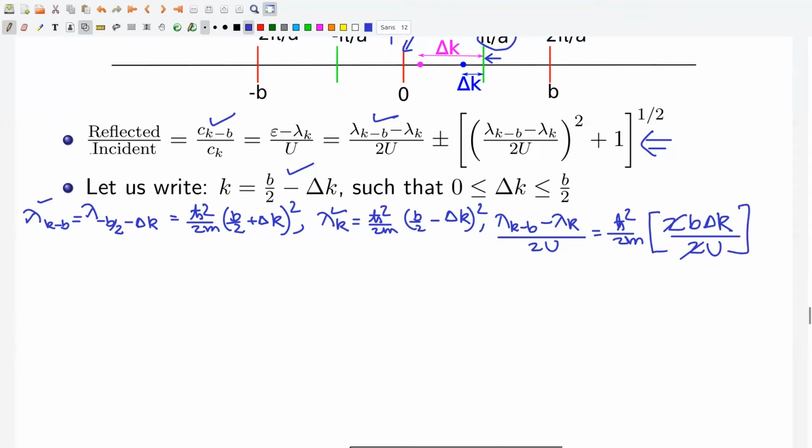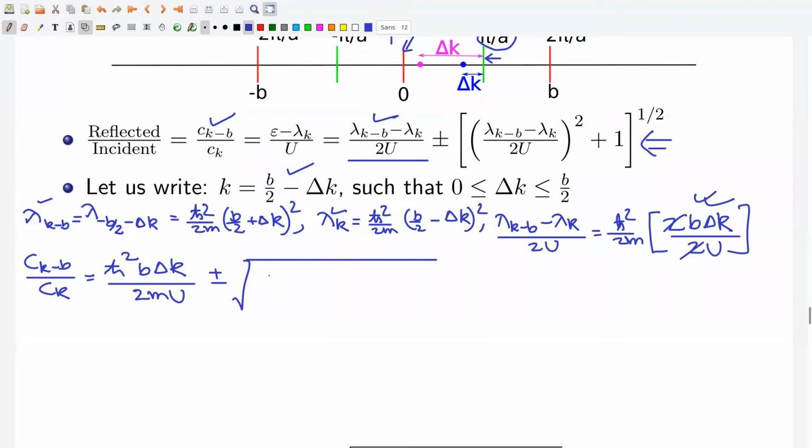Now we write the ratio in terms of delta k, that is c_(k-b) by c_k is equal to, so this term we have written in terms of delta k, so just replace that: h cross square b delta k divided by 2mu, plus minus square root of (h cross square b delta k by 2mu) whole square plus 1. Now let us rewrite this term.